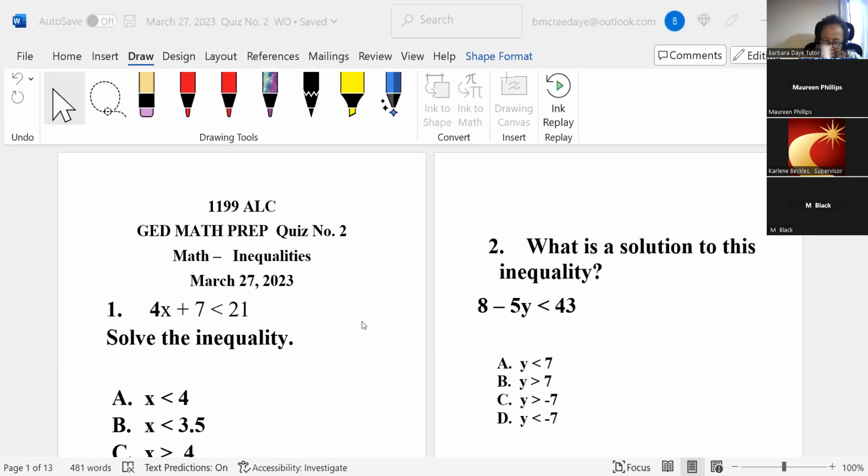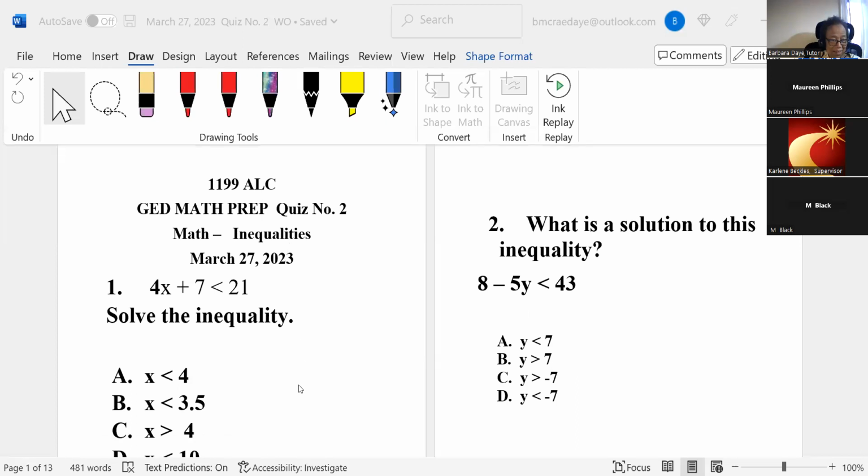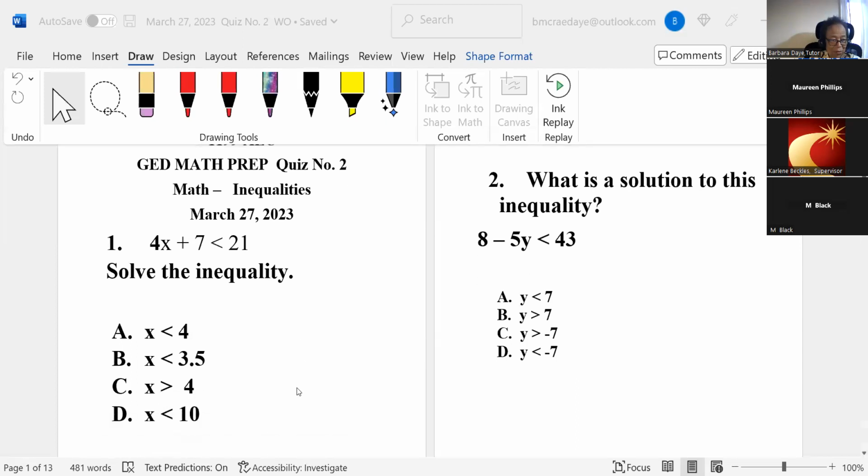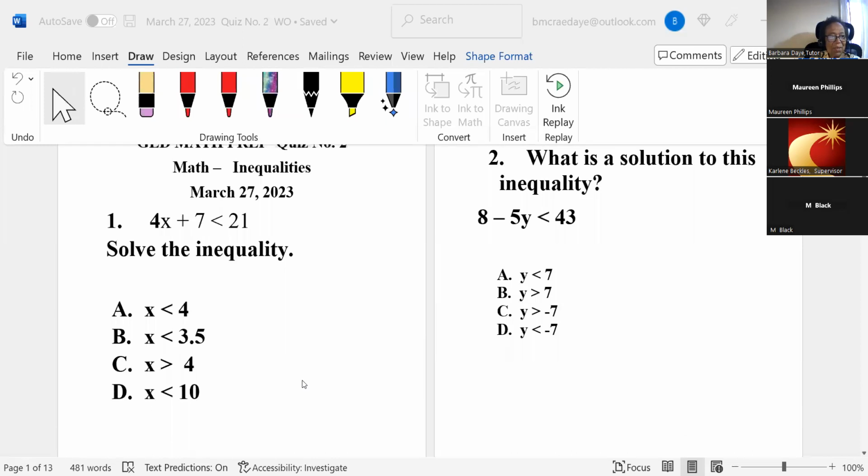Let me see. Maureen had it incorrect, and so did Mercedes, but you had different answers. So now, Mercedes, you want to tell me how you did it? 4x plus 7 less than 21. Solve the inequality. Tell me how you solved it.